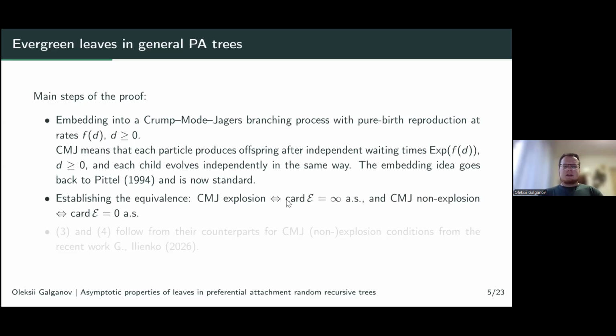The next step is to establish the equivalence between CMJ explosion and the cardinality of the set of evergreen leaves being infinite almost surely, and conversely the equivalence between CMJ non-explosion and the fact that there are no evergreen leaves at all. And finally, these last two points follow from their counterparts for CMJ explosion and non-explosion conditions from our recent work.